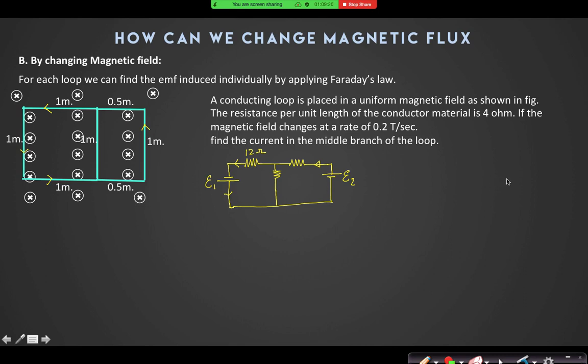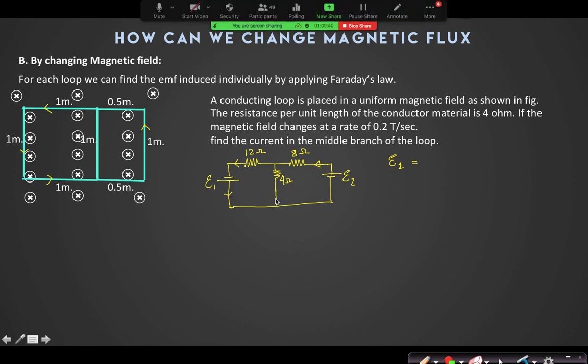Yes. What is that resistance? The middle one? Sir, 4 ohm. What is this one? 8 ohm. Good. And what is E1 and E2? Can you tell me? What is E1? So 0.2 volt.